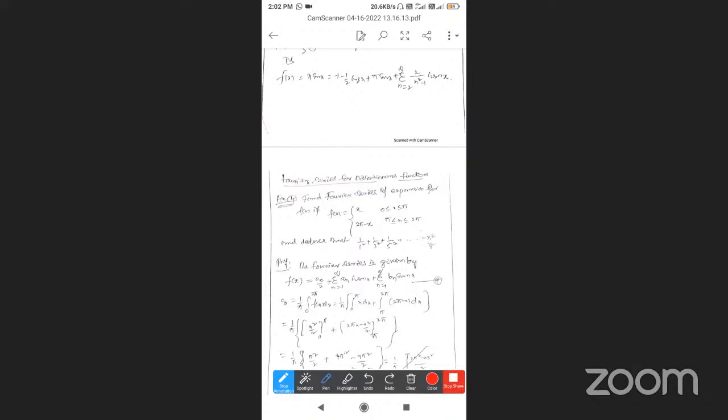The interval depends on this. So our next topic is, we have to practice the problems SAQ1, SAQ2.